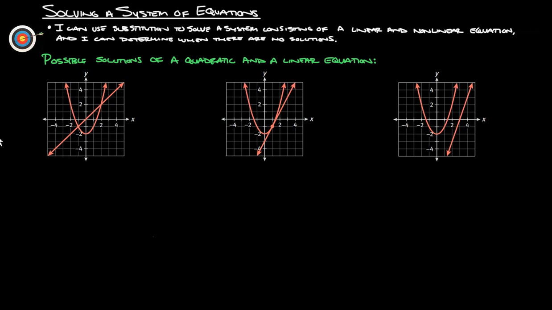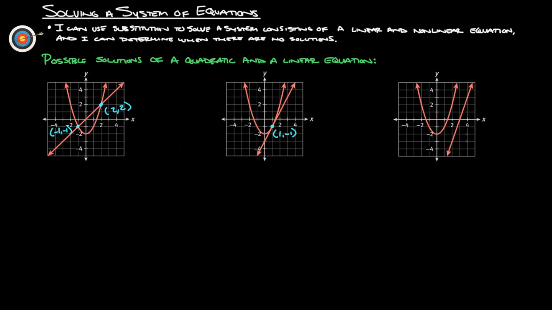So first thing we want to do is look at our three possible solutions of a quadratic, that's the parabola, and a linear, the straight line. We could have where they intersect at two spots here, so our solutions here would be at -1 and 2, 2. Or it could intersect just at one spot, which in this case is at 1 and -1. Or they could not intersect at all, so there'd be no solutions here. Okay, so that's the graphing part.